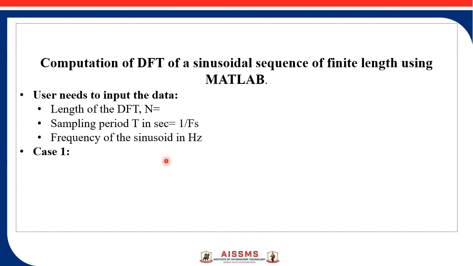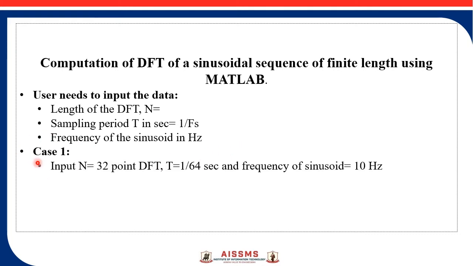So the first case which we are going to implement is we will be inputting the number of points of the DFT as 32 points. Then the sampling frequency we are considering is 64 Hz. So the sampling interval is 1 upon 64 second. And the frequency of the sinusoid we are going to consider is 10 Hz. Then we are going to plot the magnitude of the DFT samples.